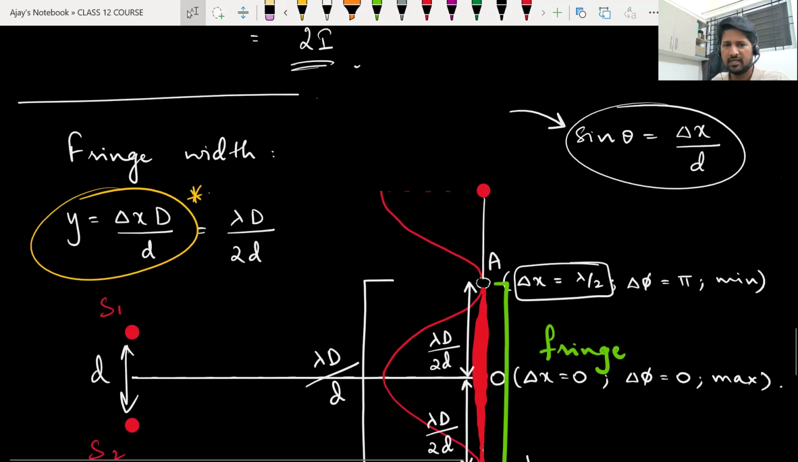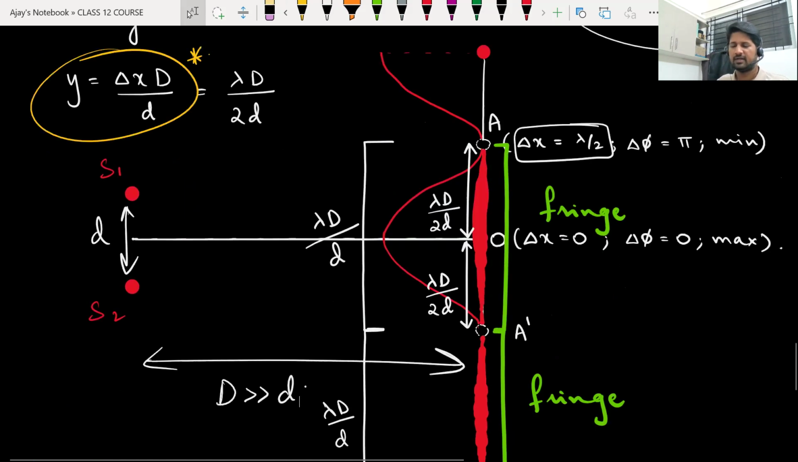So fringe width is given by lambda capital D by small d. Now, what are the factors on which fringe width depends? Obviously, the wavelength of light used, capital D, the distance between sources and the screen, and then small d, the distance between the sources itself. Small d is in the denominator. So if sources are brought closer, fringe width will increase. The bands will become wider. So directly based on the formula, you can tell how the distance between sources, or distance between sources and screen, or the wavelength will affect the fringe width.